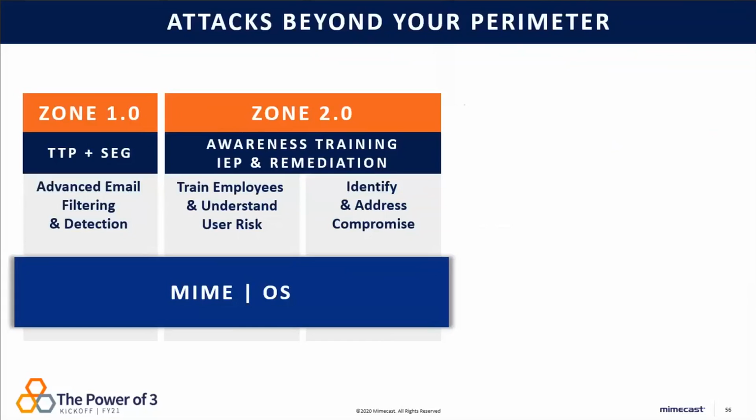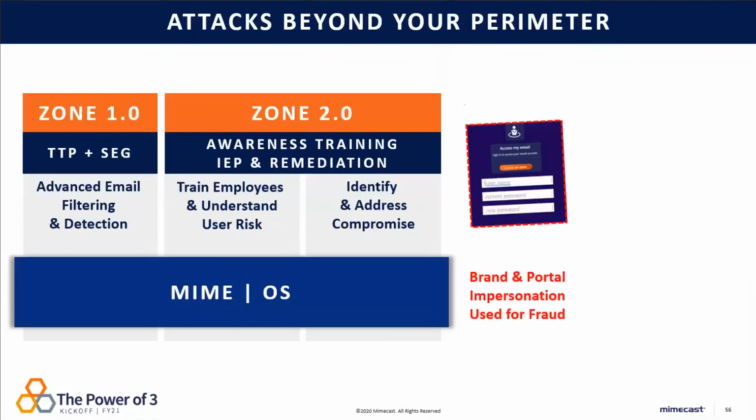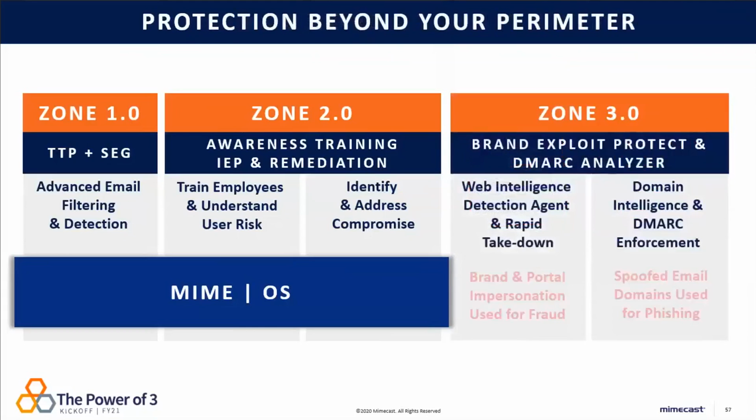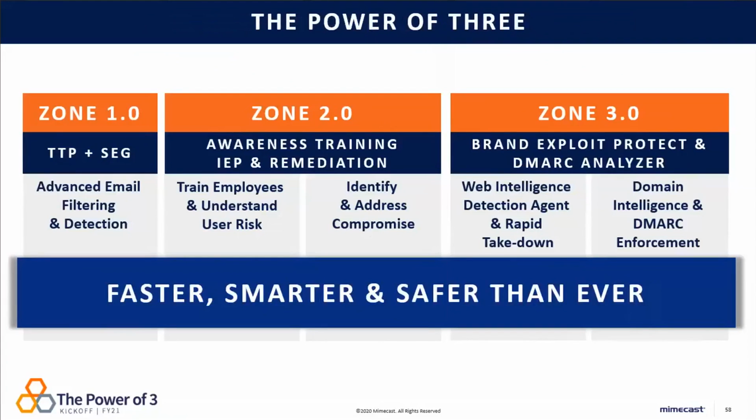Within your network, ensuring your employees understand the risk, and identifying and addressing that compromise is just as critical to protecting you within your network. But also making sure that you've got a comprehensive approach that uses web intelligence, detection agents, rapid takedowns and different enforcement policies is how you protect beyond the perimeter, to ensure that you have a faster, smarter, and safer than ever approach to protecting your organization.